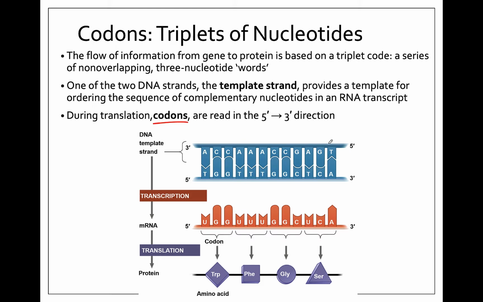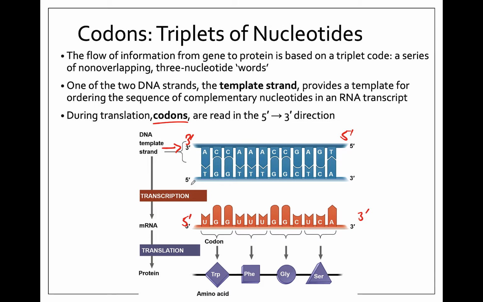These are read in the 5' to 3' direction. So the way this works is in the DNA, one of the 2 sides of the DNA double strand is the template strand. So the template strand will run 3' to 5', and then the messenger RNA will be made in the 5' to 3' direction. For any one gene, the same side is always the template strand. So in this example, this top strand here is the template strand. For a different gene, the bottom strand might be the template strand.